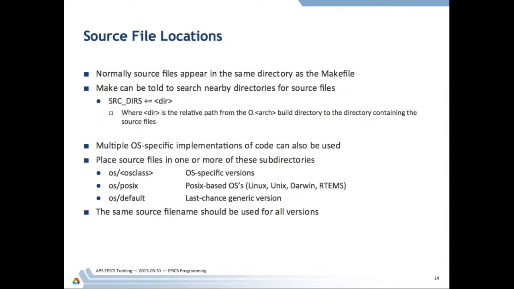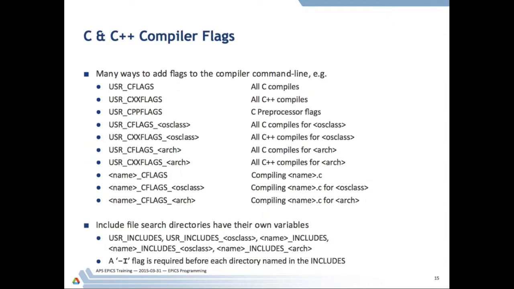Okay. Source file location. So, compiler flags. There are many ways in which you might actually want to add flags to the compiler command line, because you might have macros that you want to define from the command line or things like that. So there are many different variables that you can use to set flags for the compiler to use.